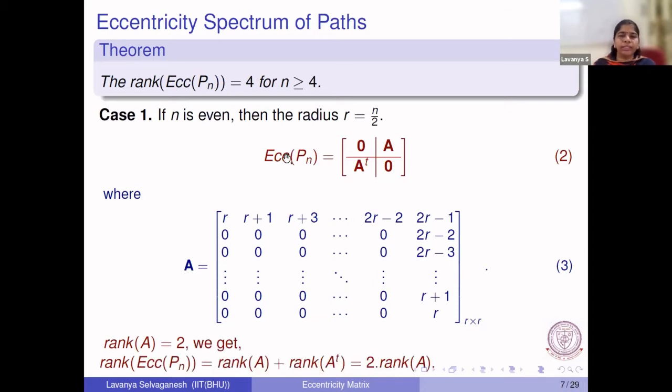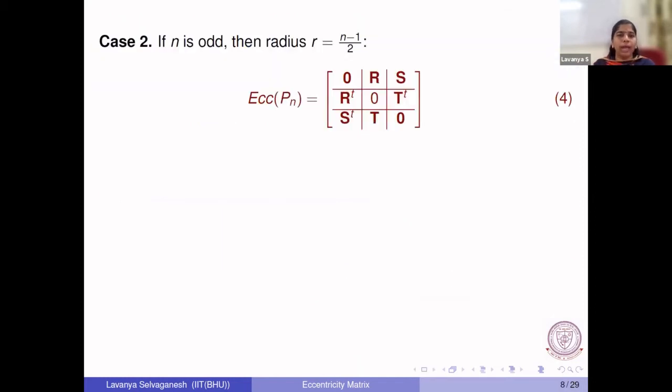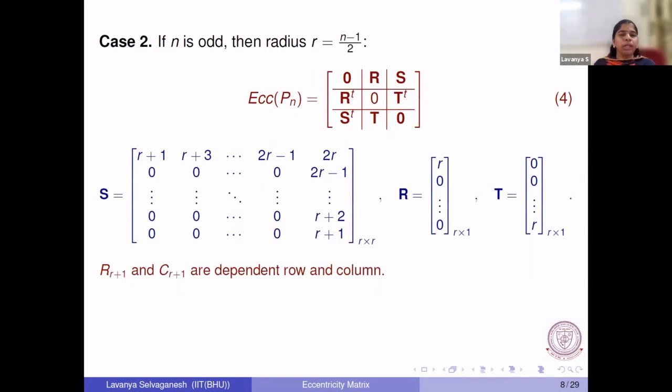And therefore, we can see that the rank of this matrix is the sum of the ranks of A and A transpose, which is equal to 4. So whatever the size of the path, the rank of this matrix is going to be just 4. And similarly, if n is odd, the same argument applies, except that the central vertex of the odd path leads to a different structure, where the middle row and column are associated with the central vertex of the path. So that looks like this.